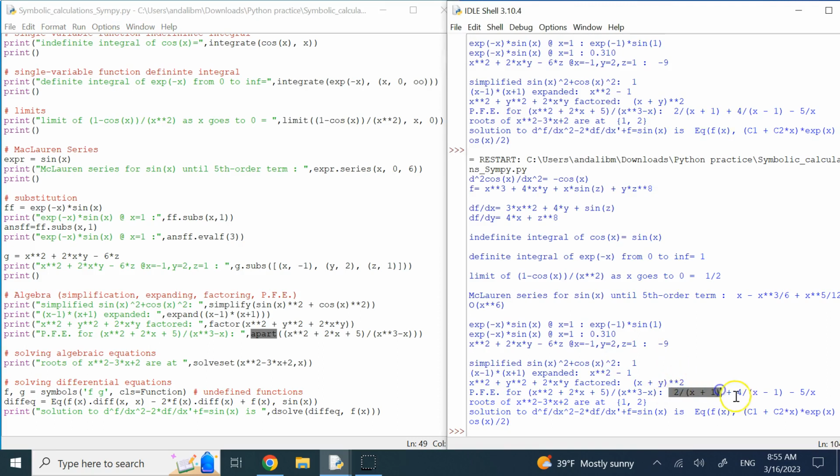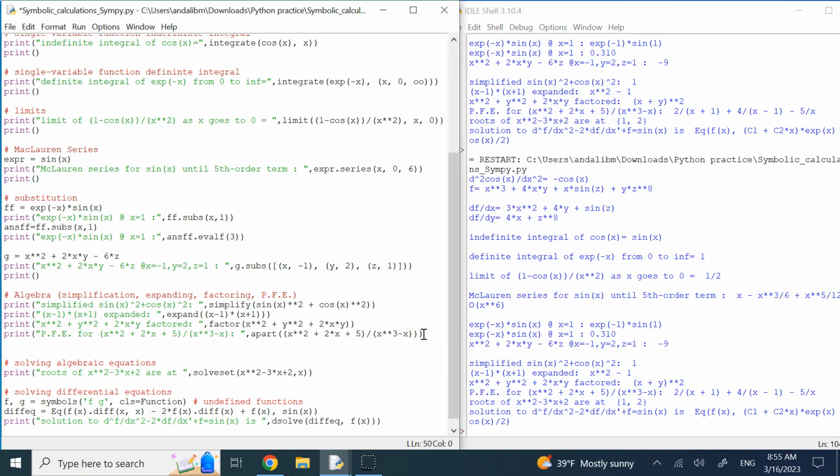So it's 2 over x plus 1 plus 4 over x minus 1 minus 5 over x. Okay, so you see it is doing perfectly fine here.